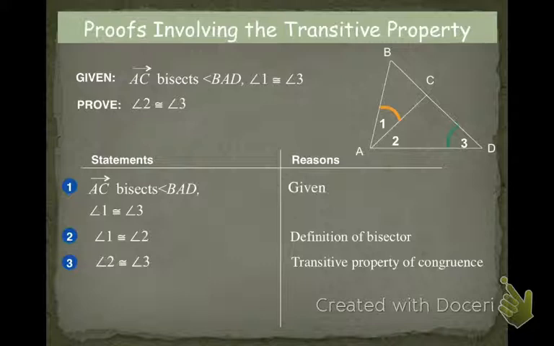Now that we know that angle 1 is congruent to angle 2, given the given statement angle 1 is congruent to angle 3, one last step, and that's to apply the transitive property of congruence, and we've reached the statement we were trying to prove.